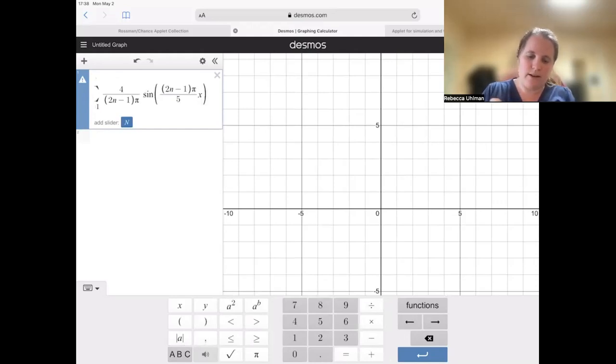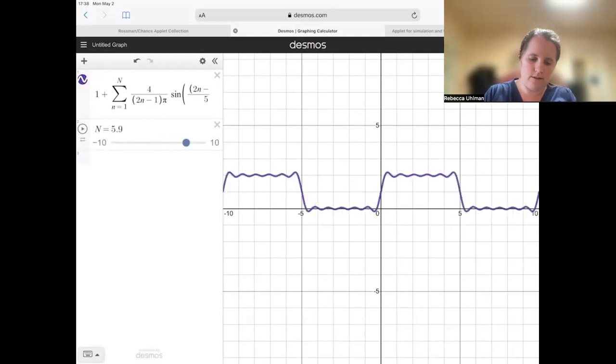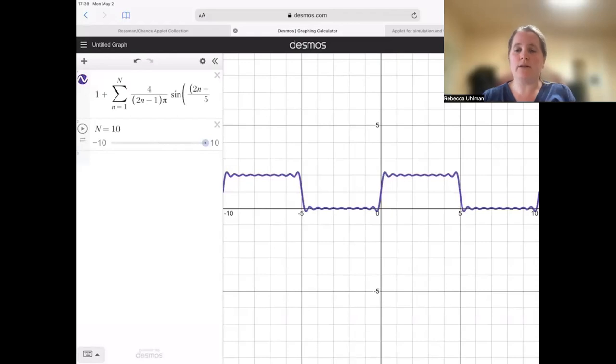And I'm going to click on add slider for n. So this is just going up to 1. And here is just going out to 10 terms in that series. So as you can see, just going out to 10 terms in that series, we can already see more or less our pattern occurring.